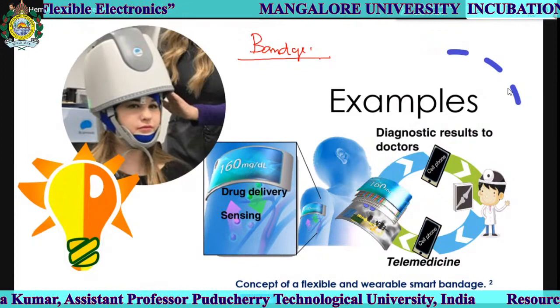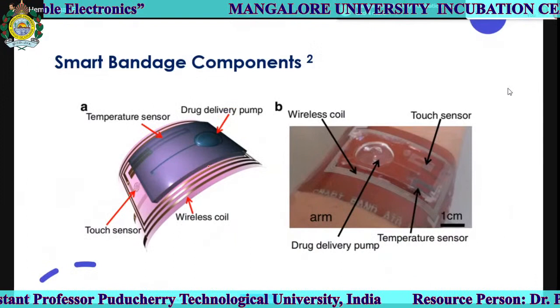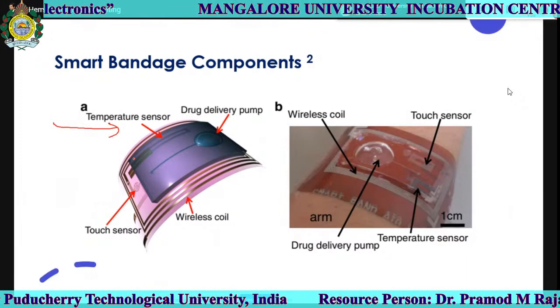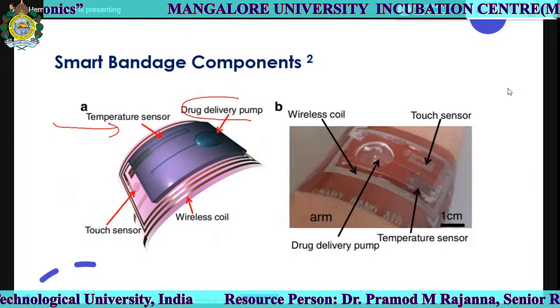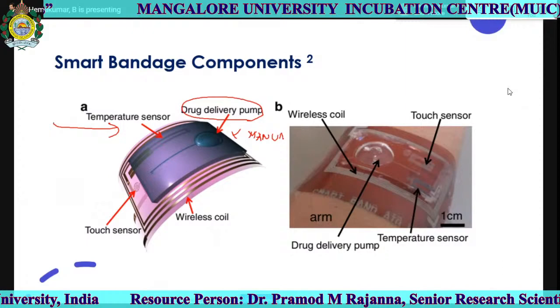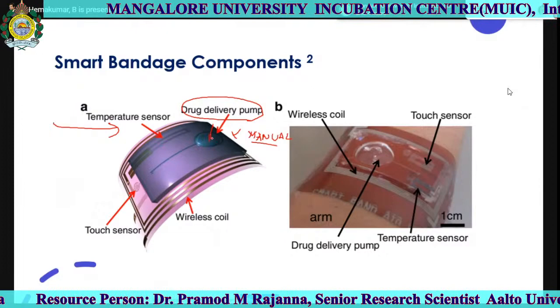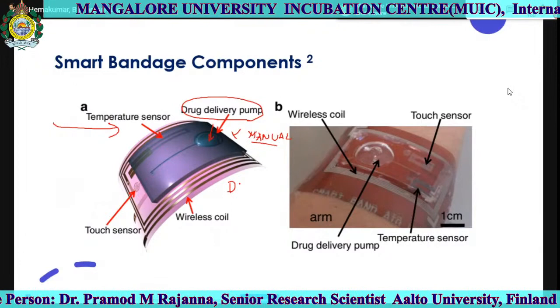So these are the components of the smart bandage. It has a temperature sensor, which is going to sense the temperature of the person. It has a drug delivery pump. Although it is a drug delivery pump, it is a manual pump. Whenever you give pressure, it is going to release a drug. But the mechanism by which it is released is called the drug diffusion method.